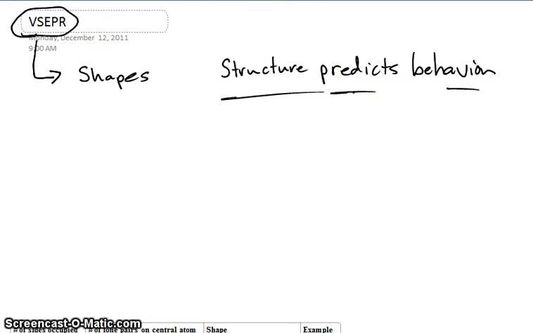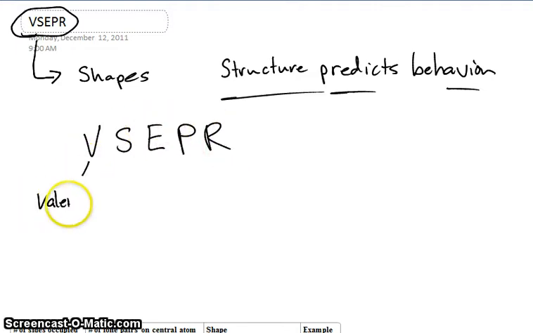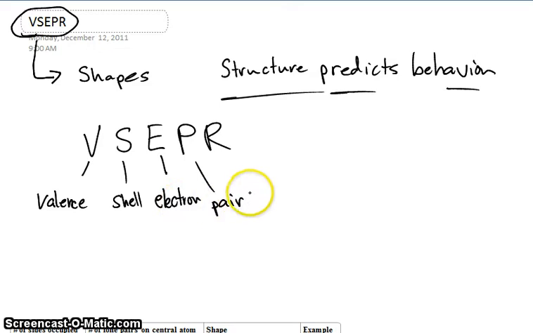So, what in the world is VSEPR, as most people say, not just me, everybody says it, so join the crowd. V stands for valence, like valence electrons. S stands for shell, like energy level. We used to call energy levels shells, but now we call them energy levels. E stands for electrons. P stands for pairs. You should have gotten used to seeing pairs in your Lewis structure. And R stands for repulsion.